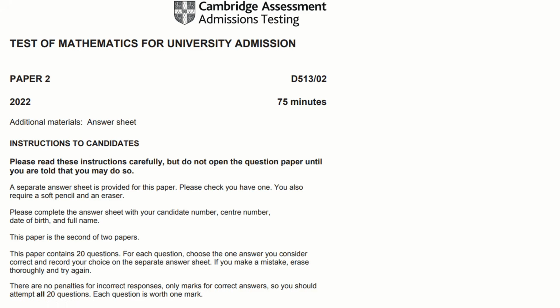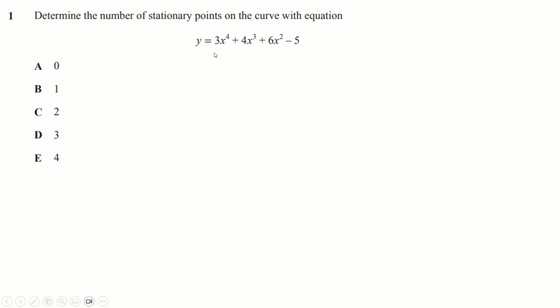Right, this is paper 2 from 2022 TMUA. Let's just do it. So question number 1 was asking about stationary points. So we're obviously going to find dy by dx. There it is. dy by dx is 0 for stationary points. We can divide everything by 12.